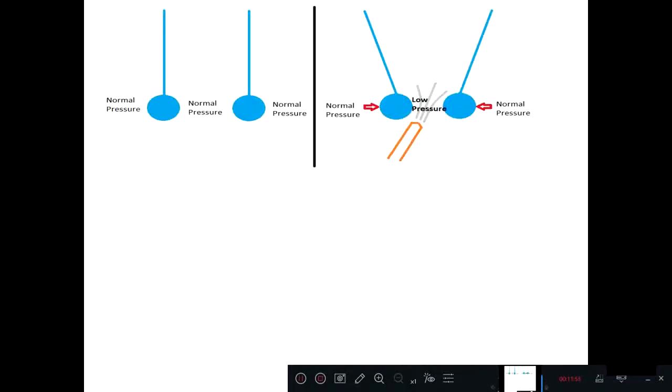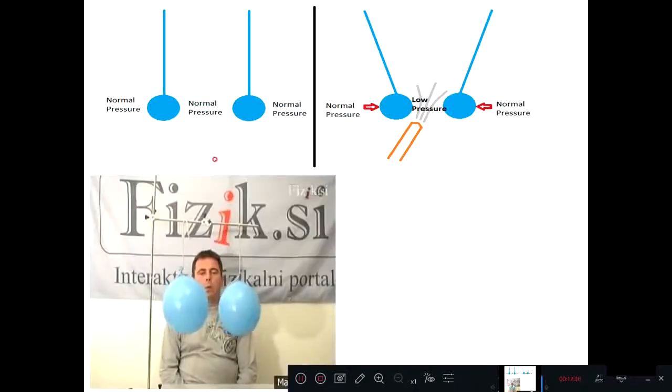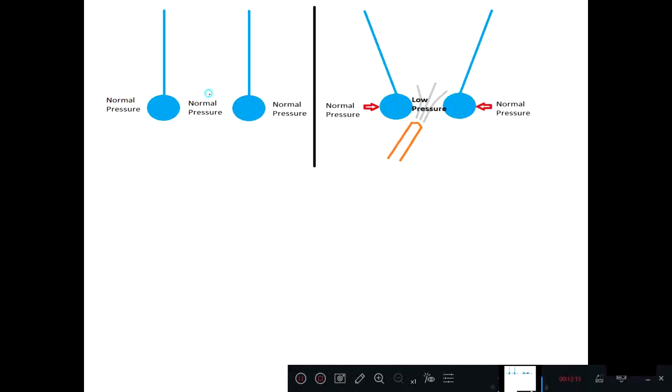And one more application of Bernoulli principle. Suppose you have tied two balloons like this, a distance apart. If you check in the middle of the balloons, the pressure here is normal pressure, and here also the normal pressure, that is the atmospheric pressure. So initially you have tied the two balloons, and if you check here, you will get the air pressure, that is atmospheric pressure, on the left side, in the middle, and the right side.